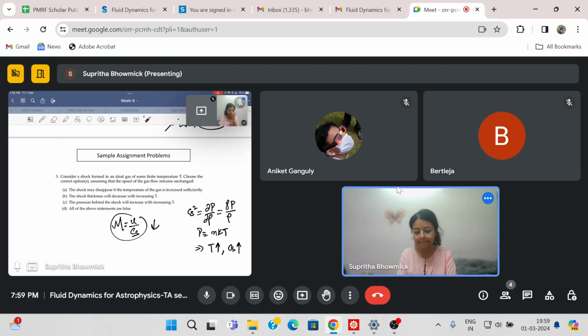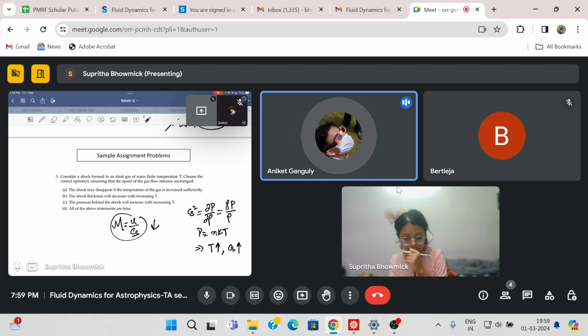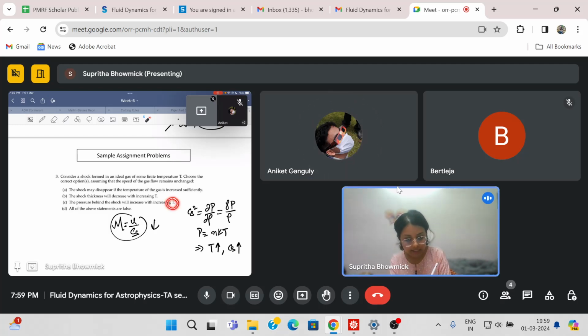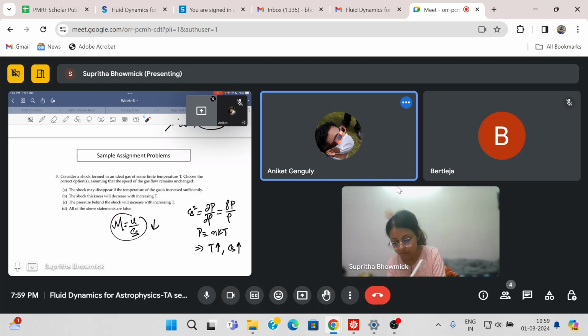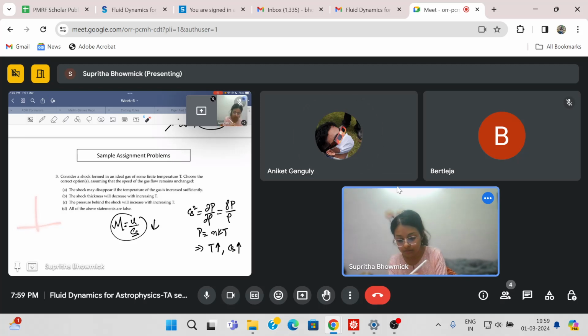Is this clear? Can you just come again? Yeah, so with increasing T, the Mach number decreases. Now, behind the shock, what is the zone which is behind the shock? It is the already shocked part. That's correct, right? Because the zone that is in front of the shock is the unshocked fluid. The zone which is behind the shock is the already shocked part, right? Now, the already shocked part we denote by the subscript 2.